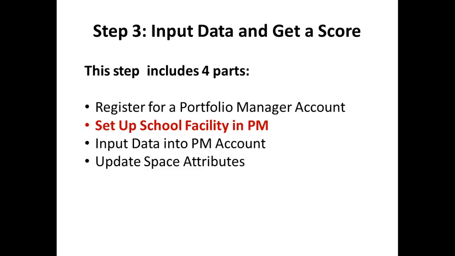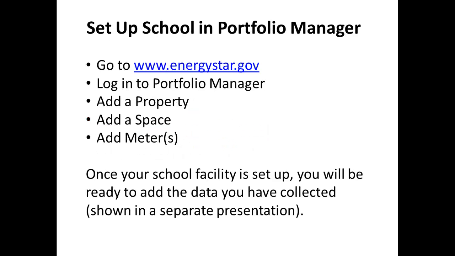This video has to do with setting up your school facility in Portfolio Manager. The next video will look at inputting data into Portfolio Manager account and later updating space attributes. It's a fairly simple process. You're going to go to EnergyStar.gov, log in to Portfolio Manager, add a property, add a space, and add meters. Once your school facility is set up, you will be ready to add the data that you have collected. So let's go to EnergyStar.gov and see what that looks like.